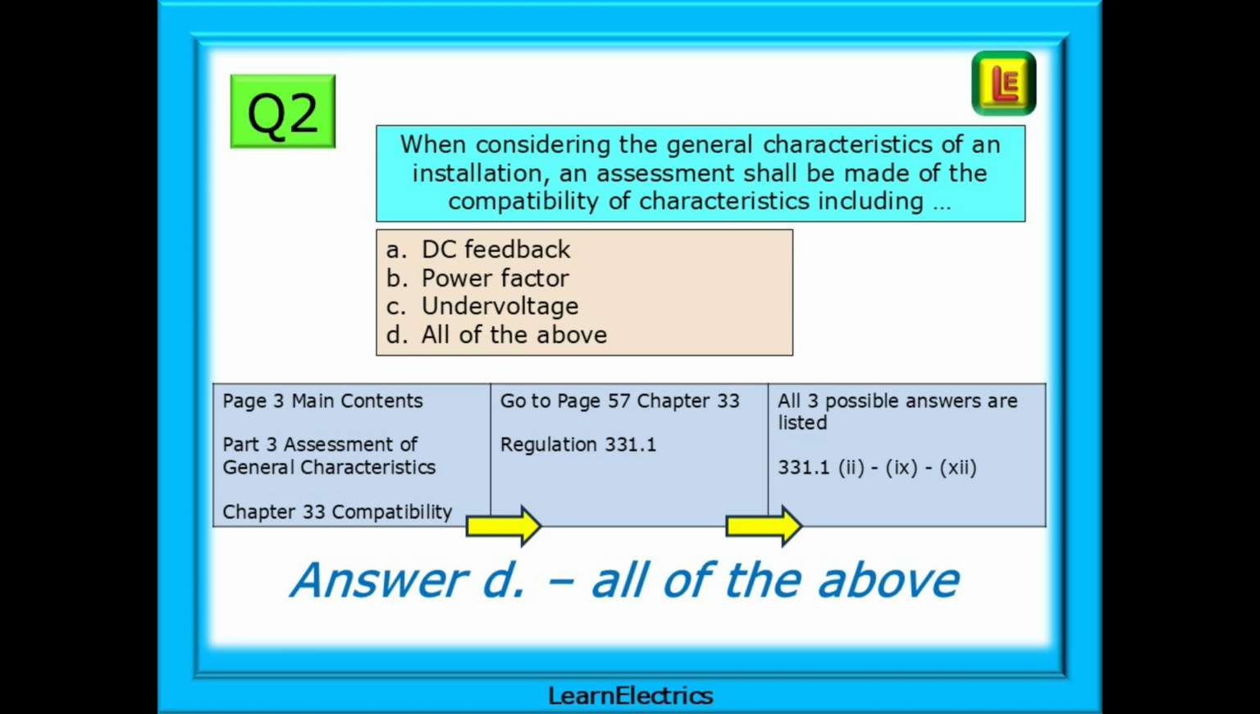Here is one method. Page 3, main contents. Find part 3, assessment of general characteristics. And below that, chapter 33, compatibility, which directs you to page 57. On page 57, for chapter 33, we can see that regulation 331.1 is about compatibility. All 3 possible answers are in the list for regulation 331.1. Our answer then is D, all of the above.